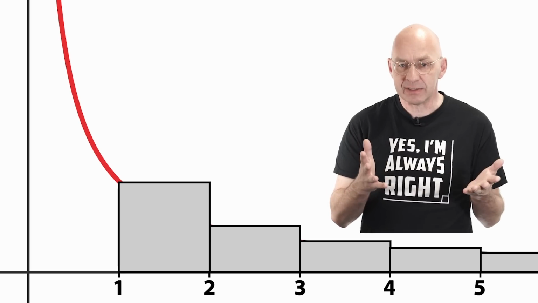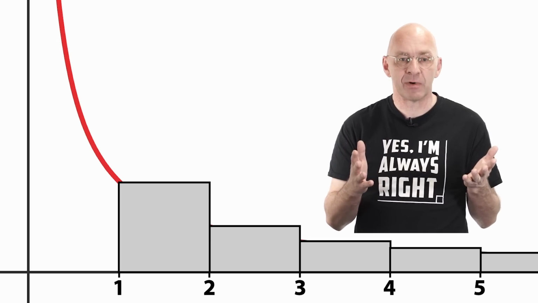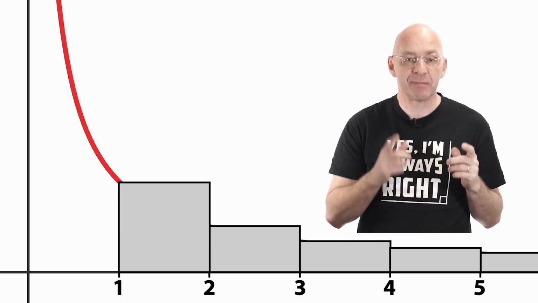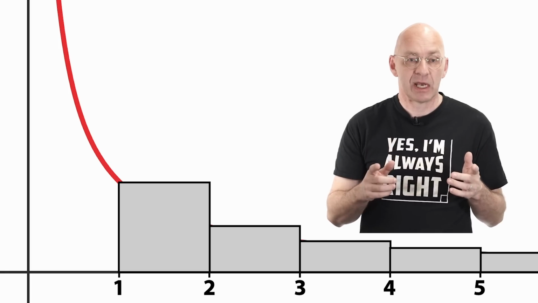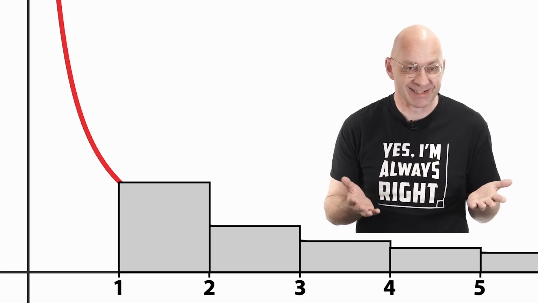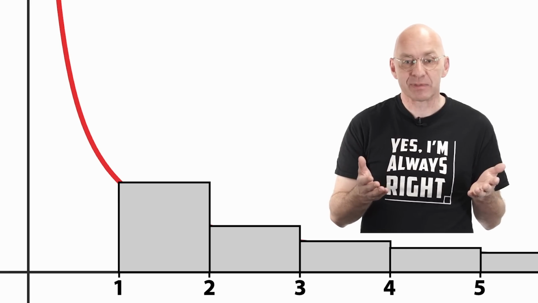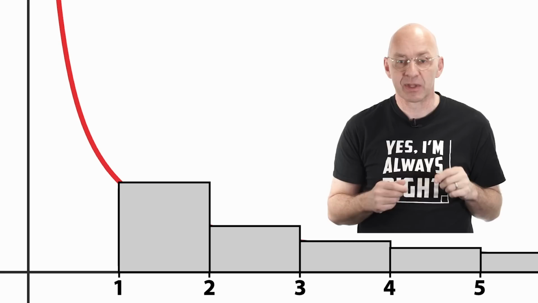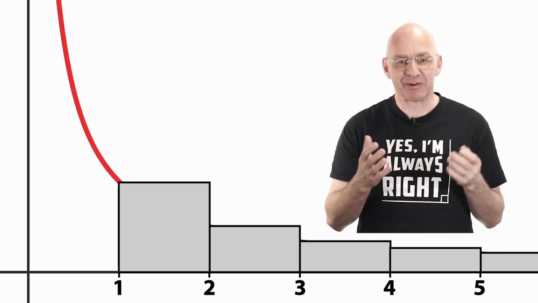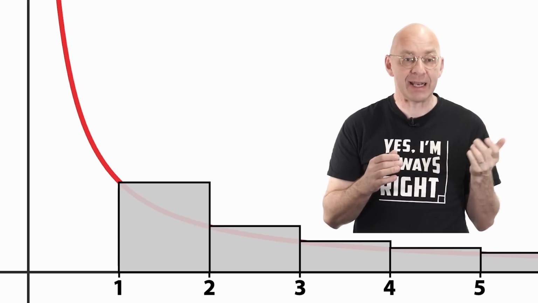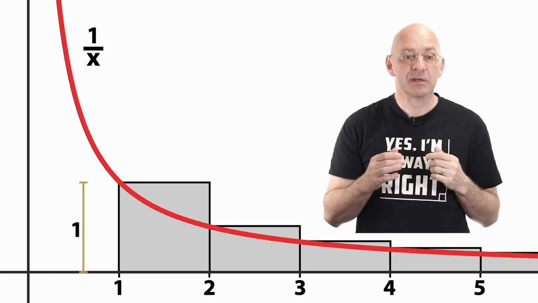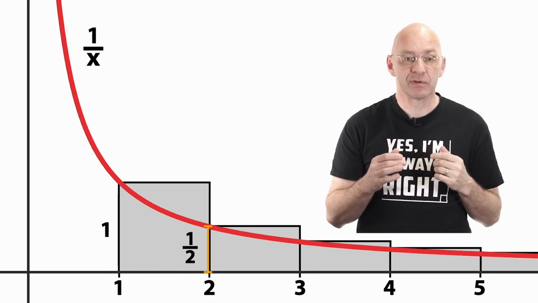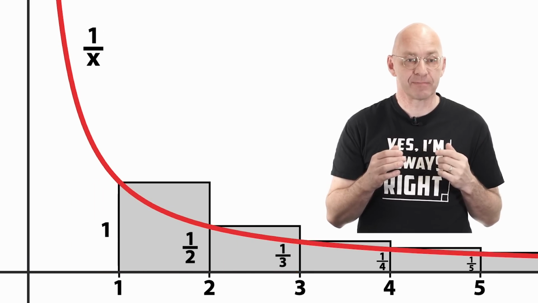On the other hand, the area of the staircase is also the sum of the areas of its infinitely many rectangular steps. And what are those areas? Also easy. Base times height. All the steps are 1 unit wide, and so their areas are equal to their heights. And what are those heights? Well, our staircase is constructed to align with 1 over x, and so the heights are 1, 1/2, 1/3, and so on.